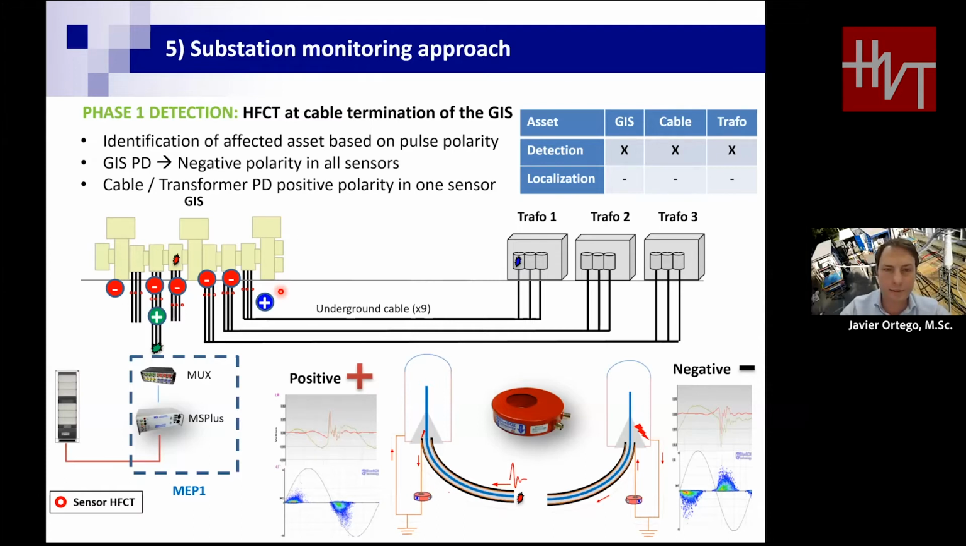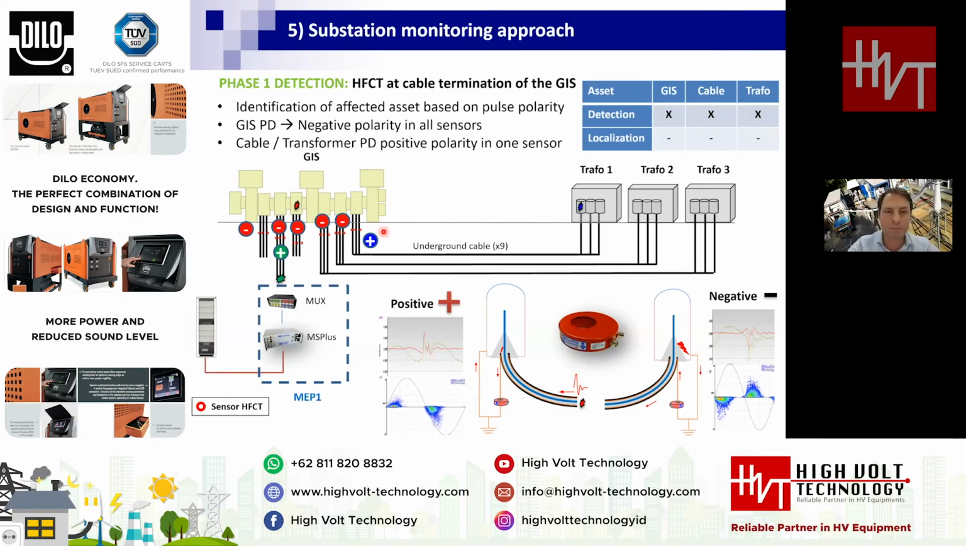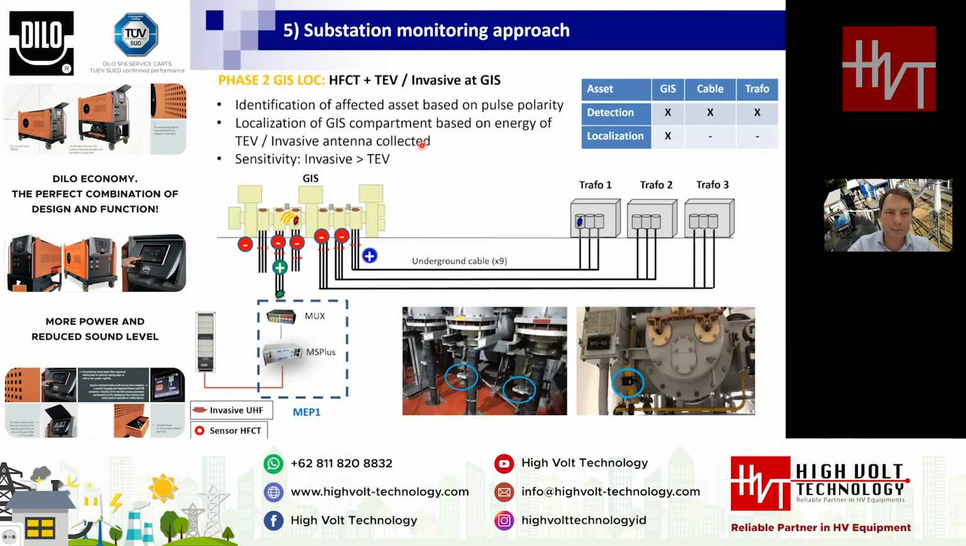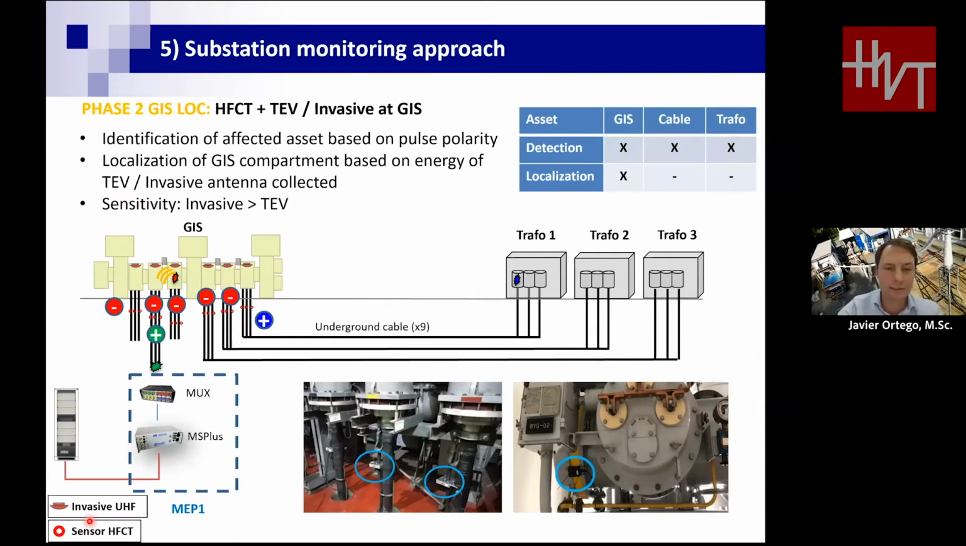The next approach that we can apply for substation is combining high frequency current transformers like before and tip or invasive sensors at GIS. So if we combine these two sensors, the invasive ultra high frequency and high frequency current transformer, we will have the sensors at the cables, and we will have also some ultra high frequency sensors installed at the GIS compartments. So with this combination, we will be able to obtain localization at GIS.